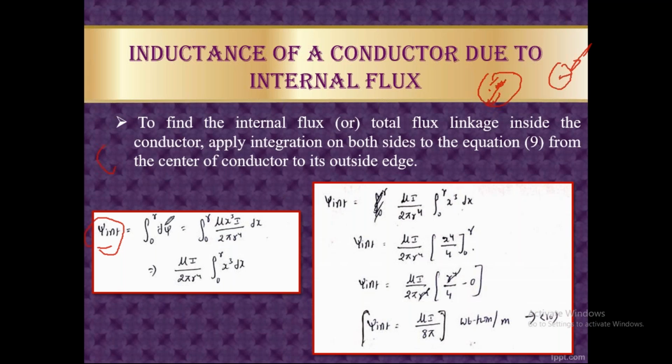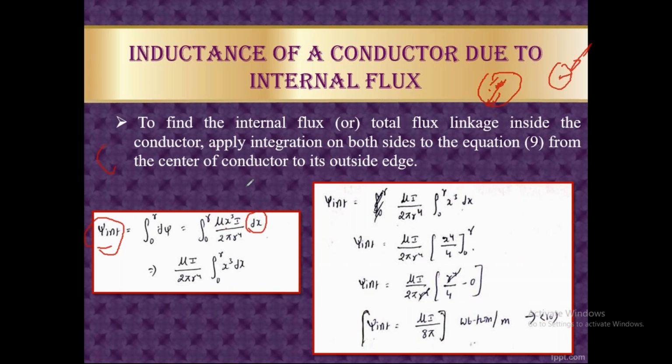So instead of d psi, I'm substituting here what we already obtained previously. In the previous slide we got d psi. Substituting d psi here, in this equation the entire part is constant except x cubed. Why? Because we are integrating with respect to dx, right? So x is a variable, and the remaining terms are constants, so we take them out of the integration. We have to integrate only x cubed.